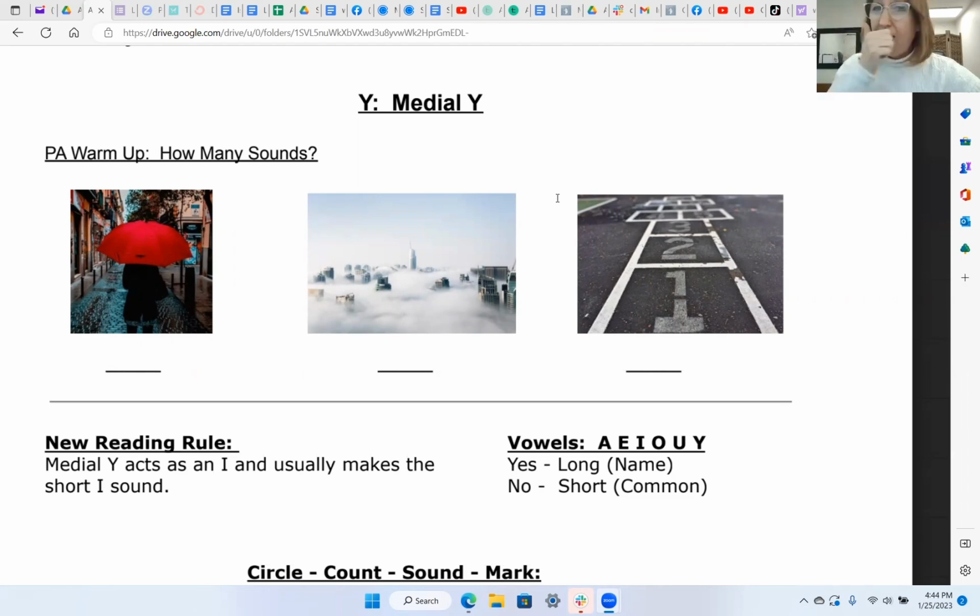How many sounds in Scotch? Don't think about the letters. Just listen. Scotch. Right. 4 sounds in Scotch. Now, how many sounds in hopscotch?